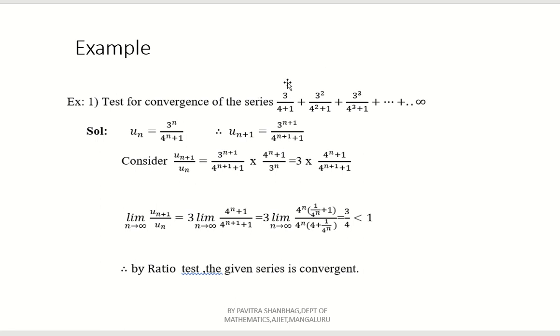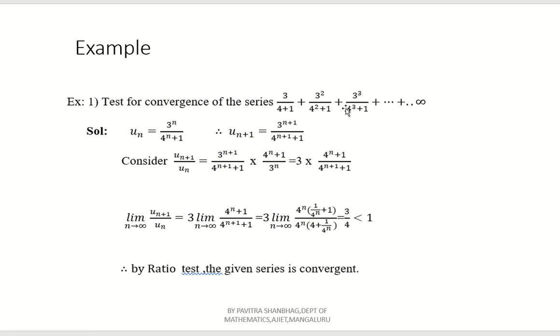See here, 3 power 1 in the numerator, next 3 power 2, next 3 power 3. So these are the numerator values steadily increasing. What about the denominator? 4 power 1 plus 1, 4 square plus 1, 4 cube plus 1. Again in the denominator also the terms go on increasing. Can you write its nth term? For the first term power 1, for the second term power 2, for the third term power 3.